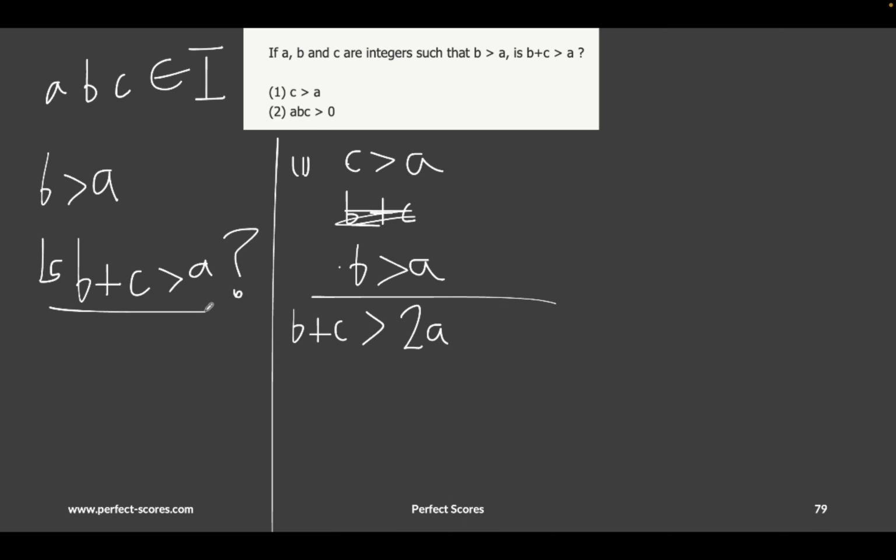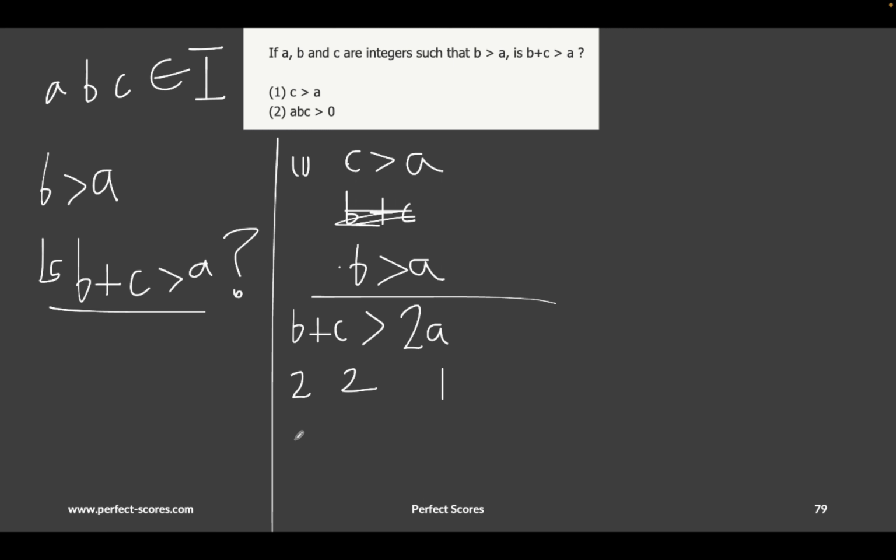Is B plus C greater than A? Well, the answer is yes and no. Why? Because if these are positive numbers, for instance, you can have B to be 2 and C to be 2 and A to be 1, then B plus C is going to be 4, which is greater than 2A, which is 2. So in that case, is B plus C greater than A? Yes, it is, right? Because it's greater than 2A, so it's also greater than A.